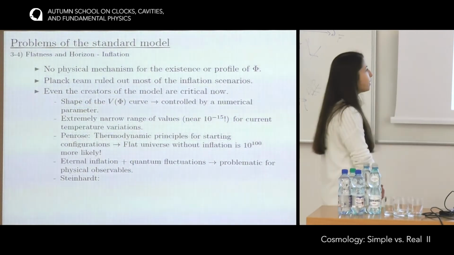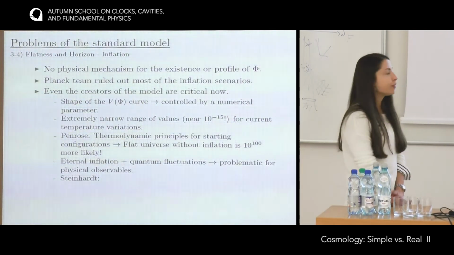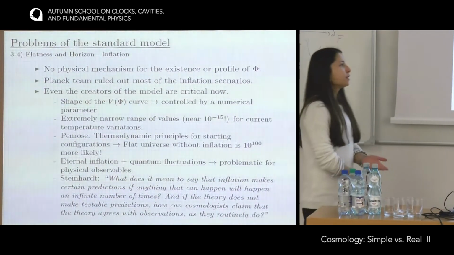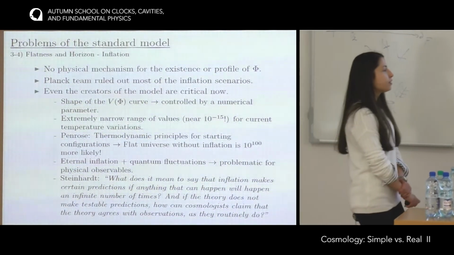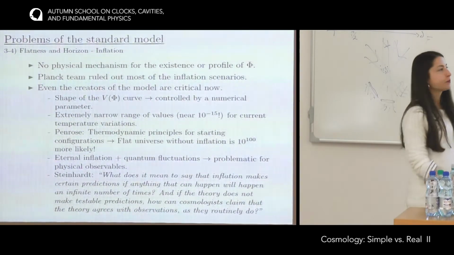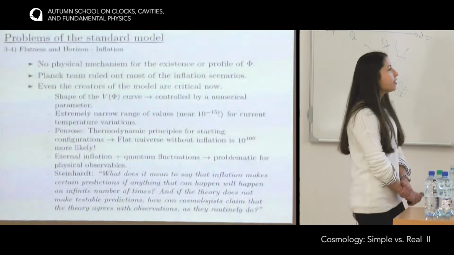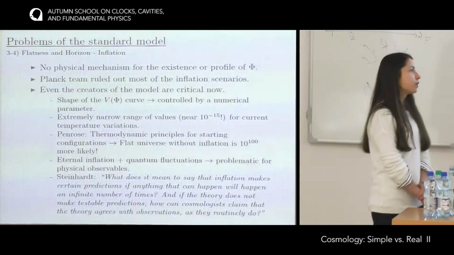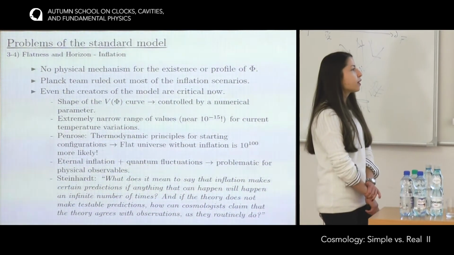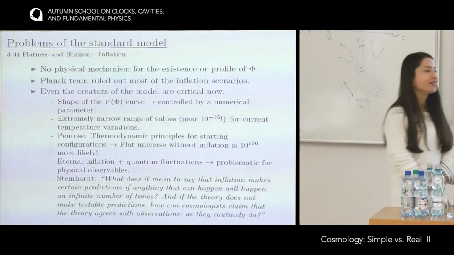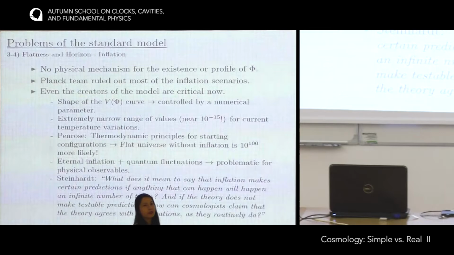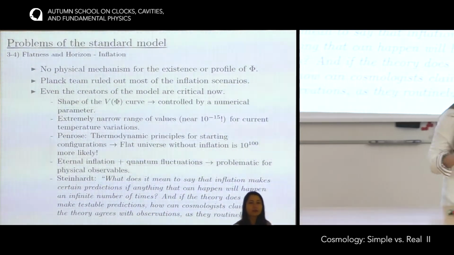So this is one of the quotes that I'm going to show you here, from one of his latest articles. He says, "What does it mean to say that inflation makes certain predictions if anything that can happen will happen an infinite number of times? That doesn't make sense. And if the theory doesn't make testable predictions, how can cosmologists claim that the theory agrees with observations as they routinely do?" So people in the community started having doubts, and that includes even the creators of inflation.